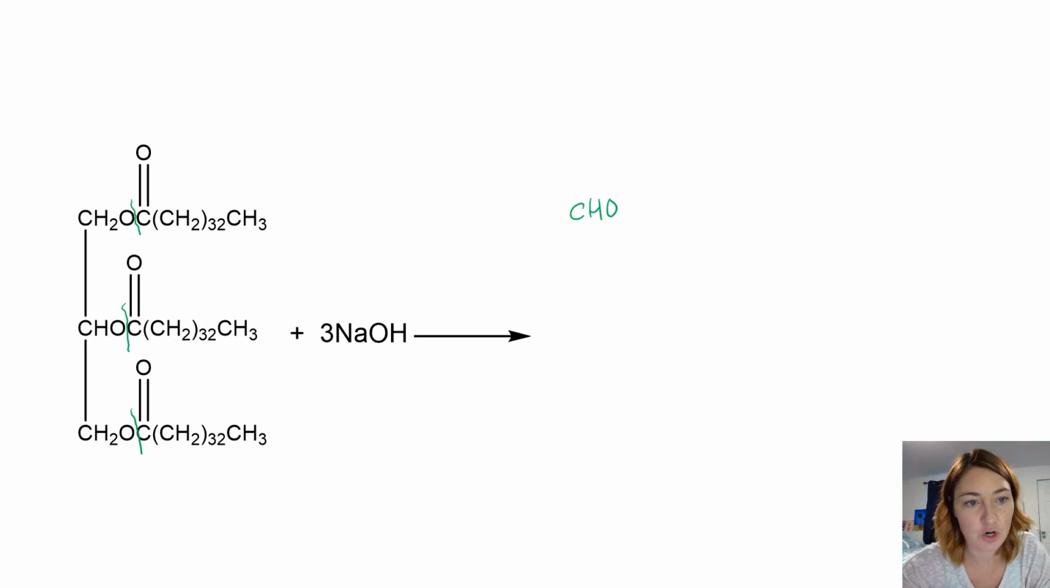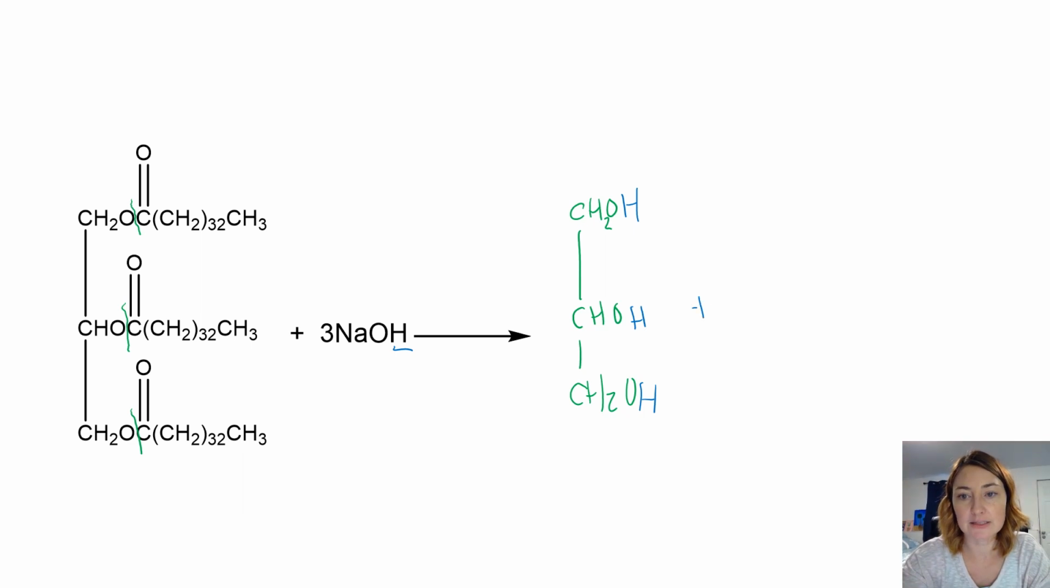So CH2O, CHO, CH2O. I'm going to draw those bond lines, and I am going to add in my hydrogens, reforming my glycerol molecule. So that is done. First thing I want to assess is how much writing do I have to do. I'd like to do the least amount of writing possible, and if these are identical fatty acids, that would be fantastic for that goal. Each of these has 32 CH2s plus a methyl. They're identical. Fantastic. This saves me some time and energy.